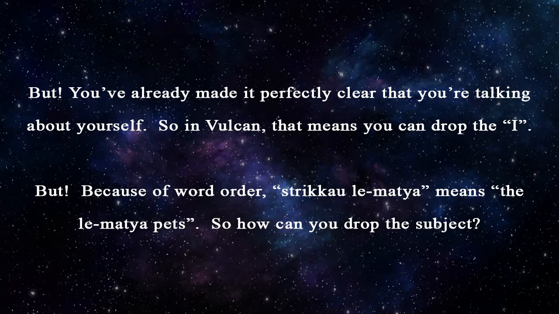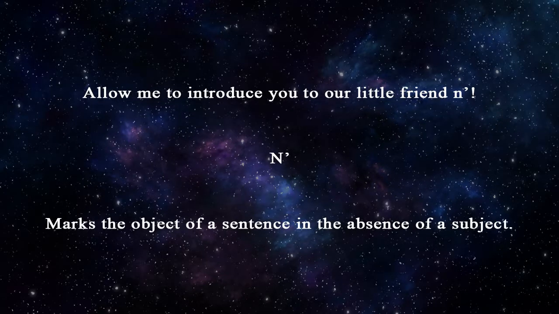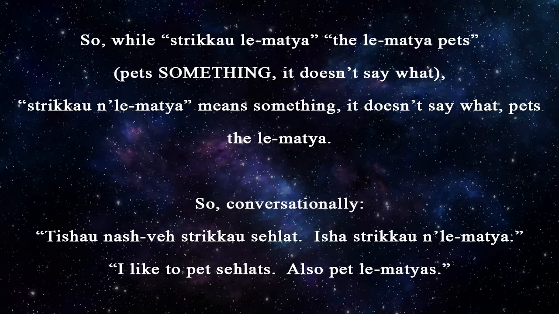So how can you drop the subject? Allow me to introduce you to our little friend n. N marks the object of a sentence in the absence of a subject. So, while strika lematya means the lematya pets something, it doesn't say what, strika n lematya means something, it doesn't say what, pets the lematya. So, conversationally, tisha nashve strika salat, isha strika n lematya. I like to pet salats, also pet lematyas.